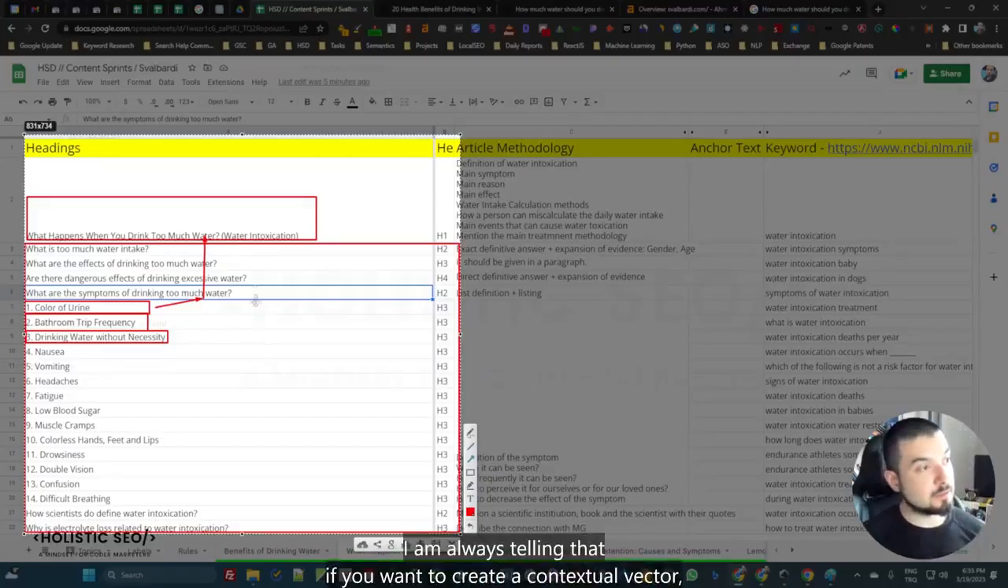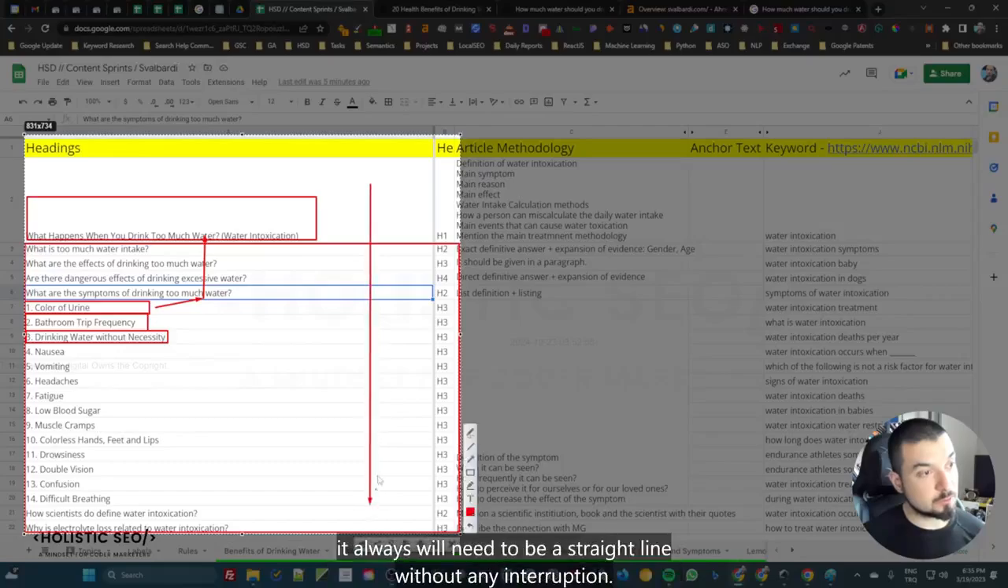And that's why I'm always telling you that if you want to create a contextual vector, it always needs to be a straight line without any interruption.